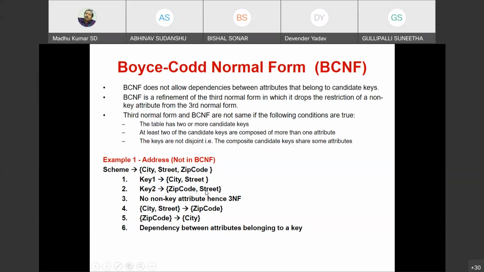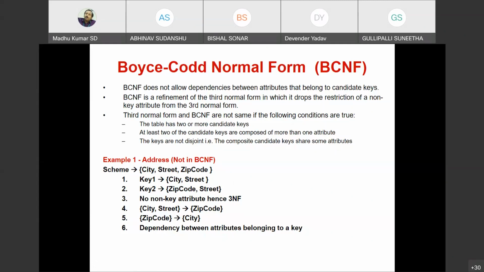I'm talking about key 2: zip code street determining city is not a full functional dependency, because city is dependent on zip code alone. Without telling the street, the zip code is for the city and not for the street. So if you look at it that way, it is not even satisfying the condition for being in second normal form.